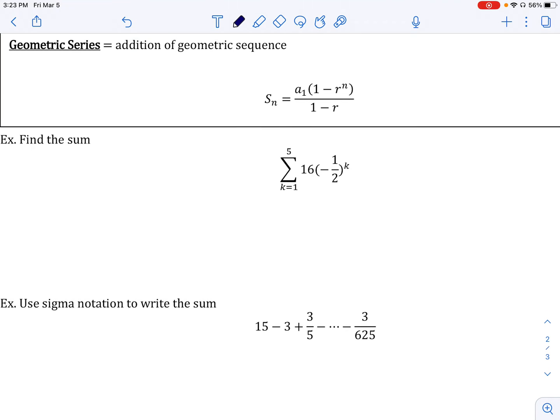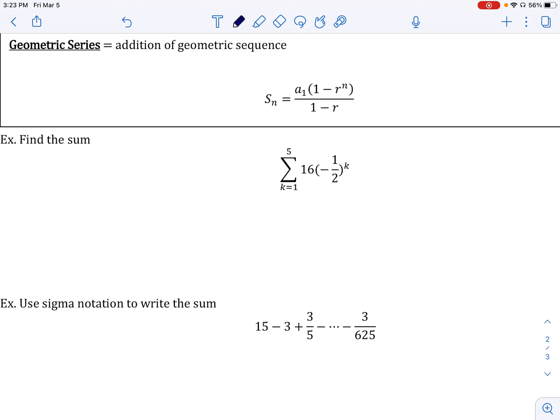What we have here is the formula to find the sum of a geometric sequence, and it's simply the first term that you're adding times 1 minus your common ratio raised to the n power, and again, n is going to represent the number of terms that you are adding, all over 1 minus r. So let's do a basic example with this.